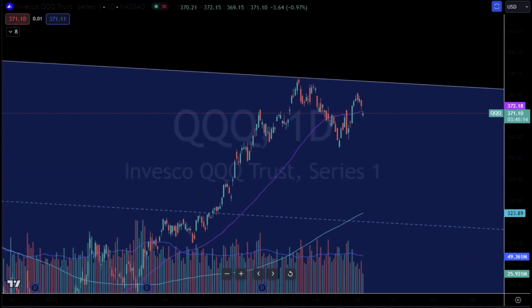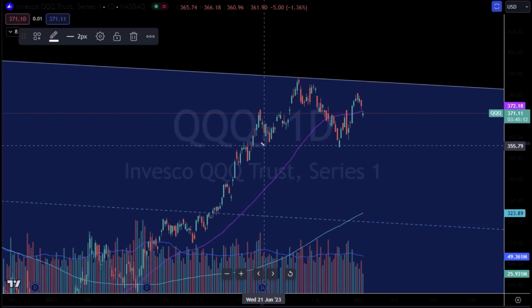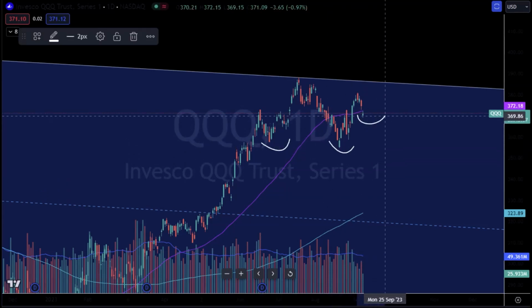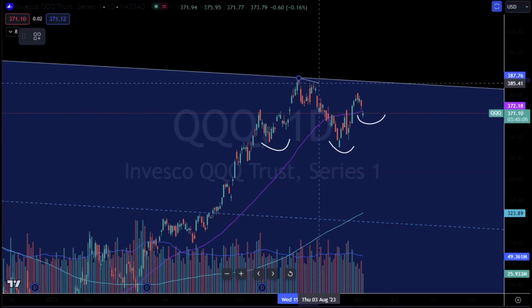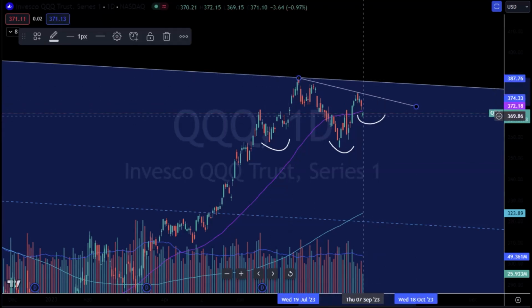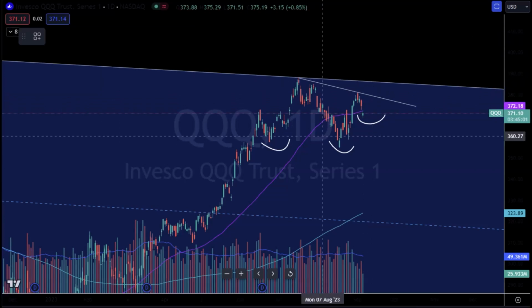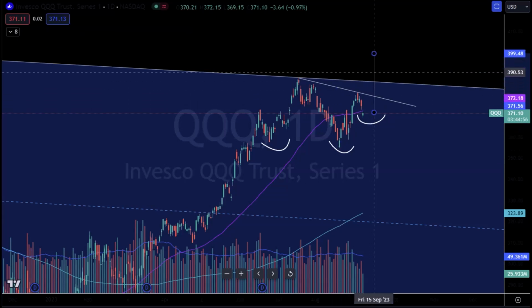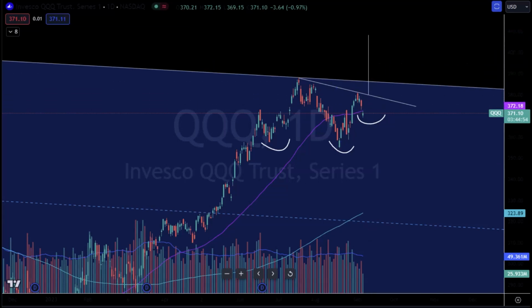Not many people are talking about this, but if you were to draw this left shoulder here, your head over here, now we could be forming a right shoulder. Where would your neckline be? Well, your neckline would be over here. Let's just say we rally up and break that neckline. Where does this take us to on the QQQ? Well, this would be a technical melt up.